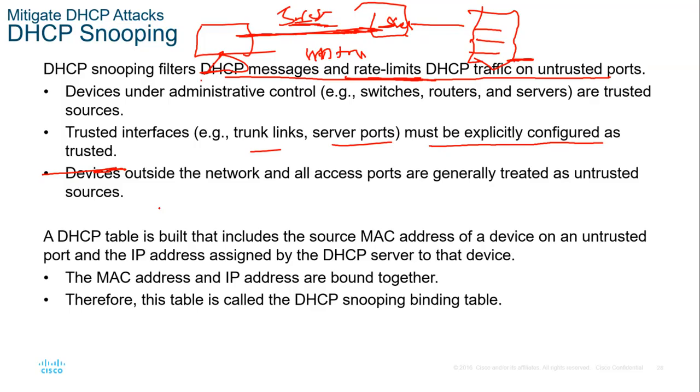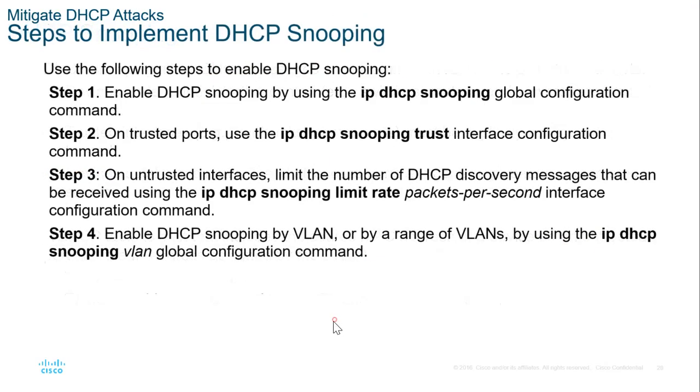So the DHCP table is built that includes the source MAC address of a device on any untrusted port and the IP address assigned by the DHCP server to that device. So the MAC address and IP address are bound together. Therefore, this table is called the DHCP snooping binding. Each computer has to be bound, as you can see, to the MAC address and then the IP address.